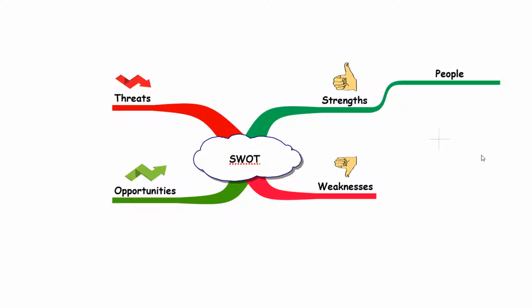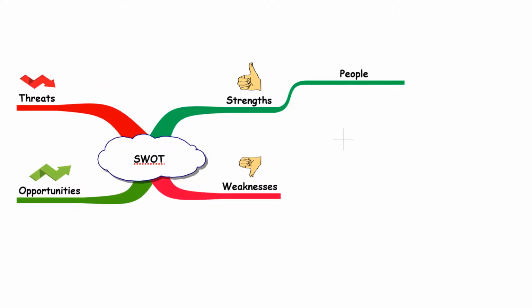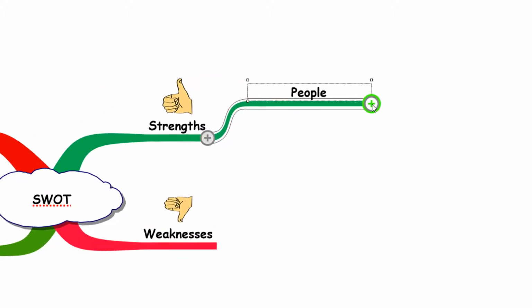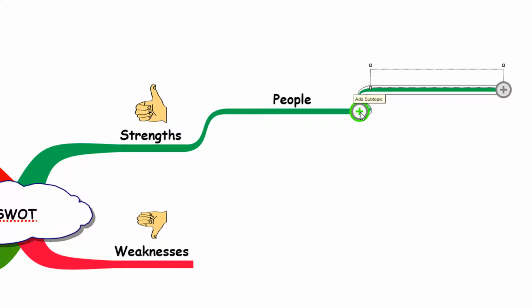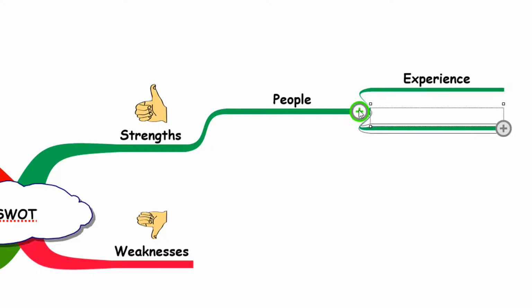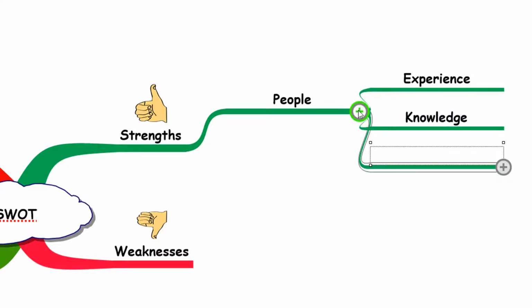Now, try to think more specifically about that people strength and what it is exactly that you see as a strength. These again can then be added into the mind map as the next level of topics. Perhaps you view experience and knowledge as those key reasons why the team is so strong.